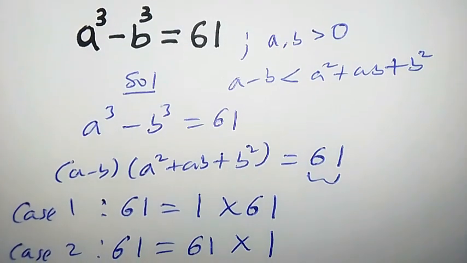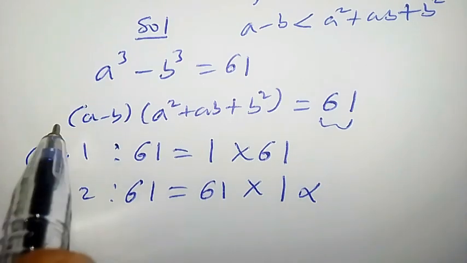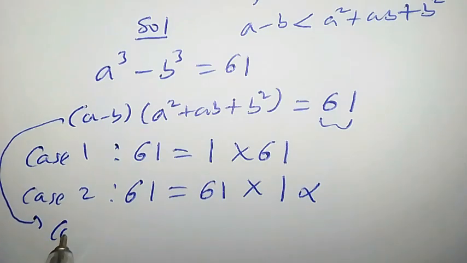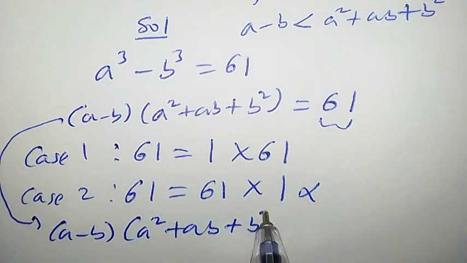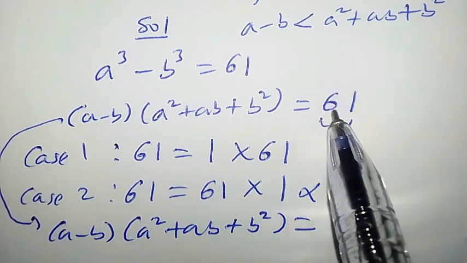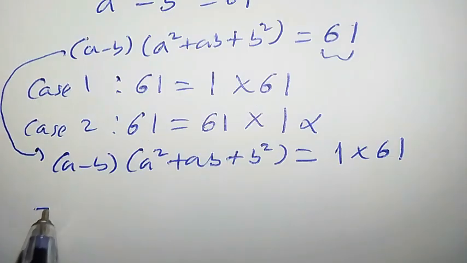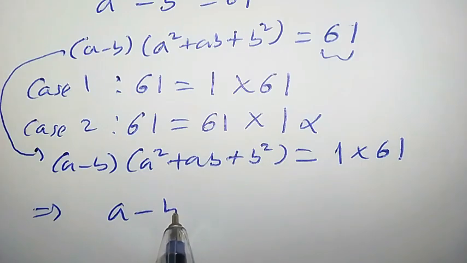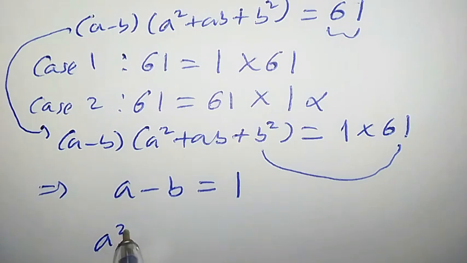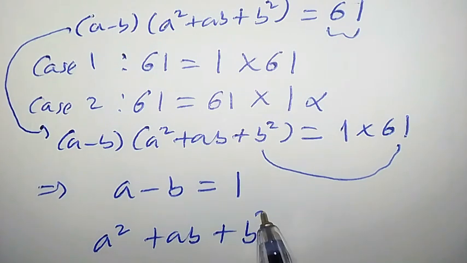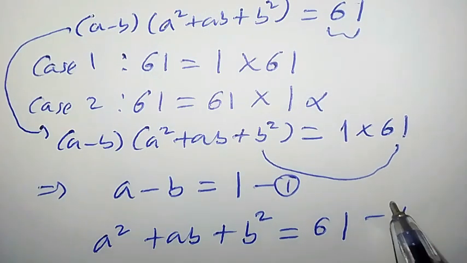So let's proceed further. For case 1, don't forget we are going to ignore case 2. From here we have a minus b times a to the power of 2 plus ab plus b to the power of 2 equal to, we will now replace this 61 with 1 times 61. This implies that a minus b is equal to 1. Also, a to the power of 2 plus ab plus b to the power of 2 is equal to 61. Let's call this equation 1 and this equation 2.